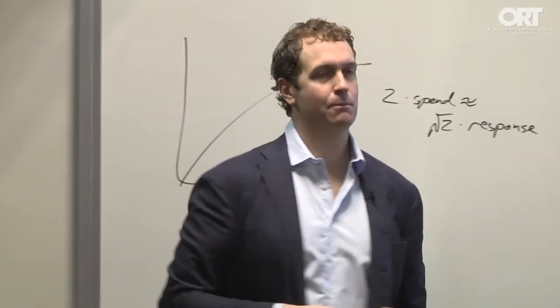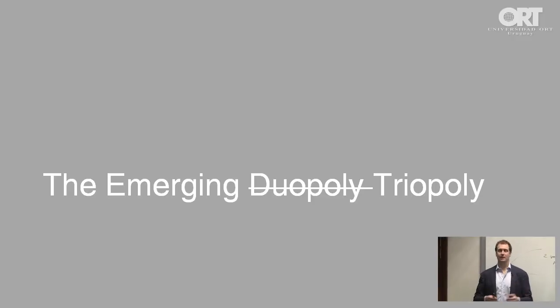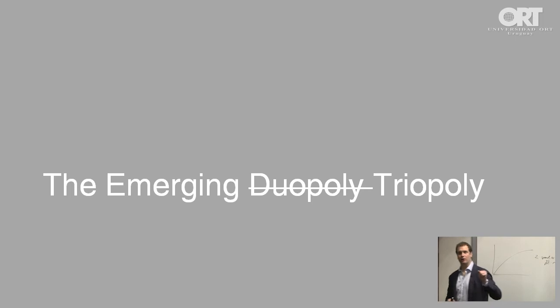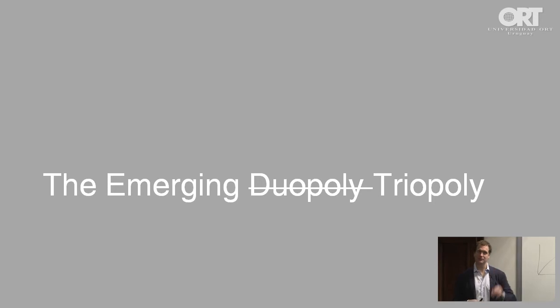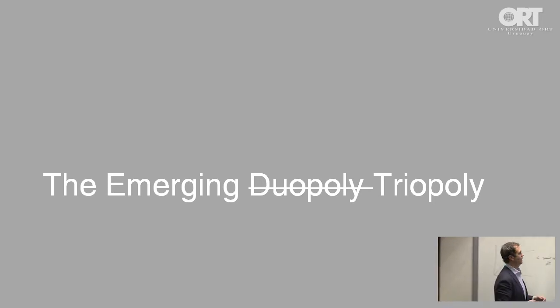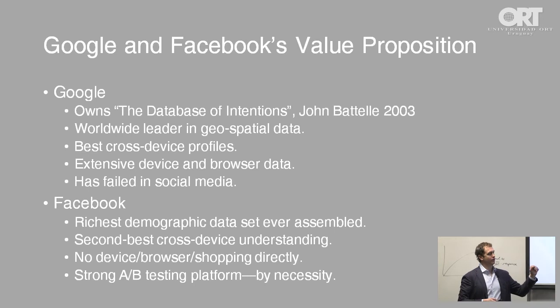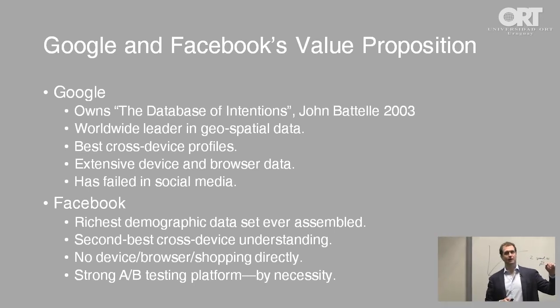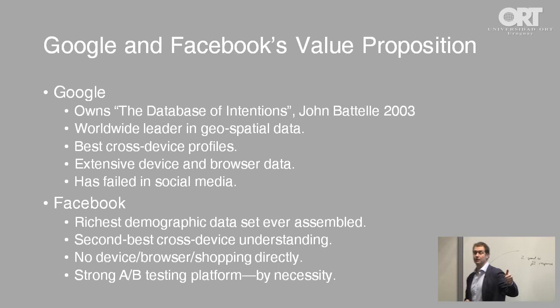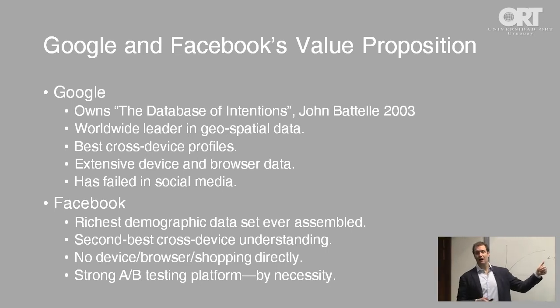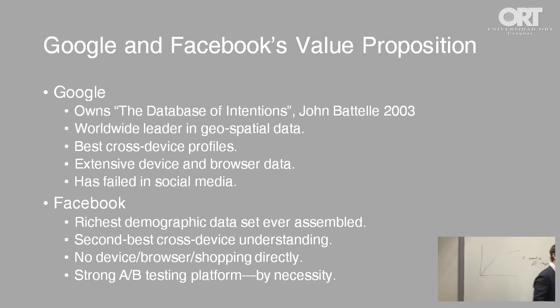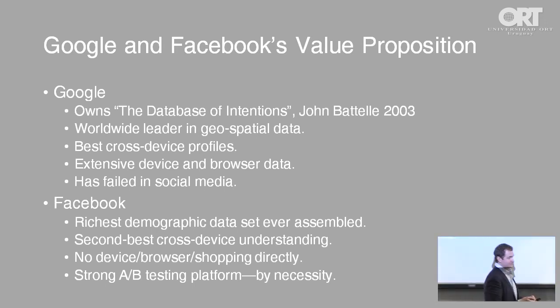So now, kind of the emerging duopoly or triopoly. I've been calling it the emerging duopoly for a year. I think we're now ready to consider it a triopoly, so sort of a 3-party market. So let's talk about the players in the duopoly. So we've got Google. You've probably heard of them. John Battelle calls Google's data the database of intentions, right? The things that you want to do, Google knows about, right? Best coffee shop near Dazzler Hotel, right?